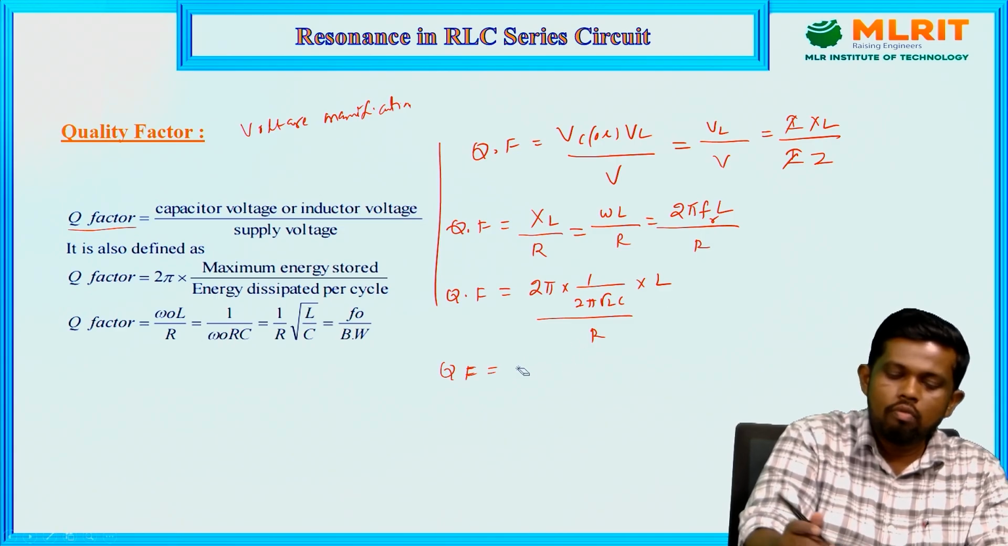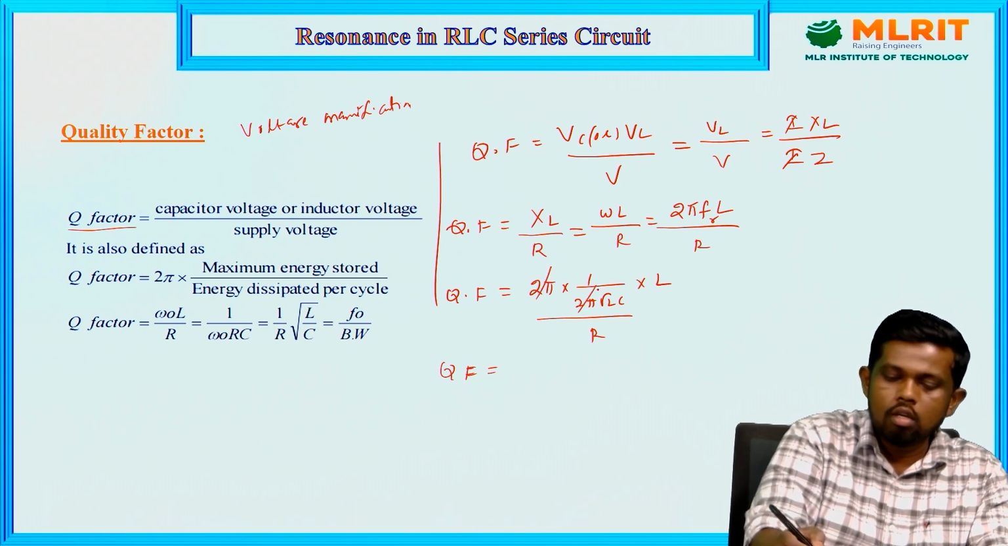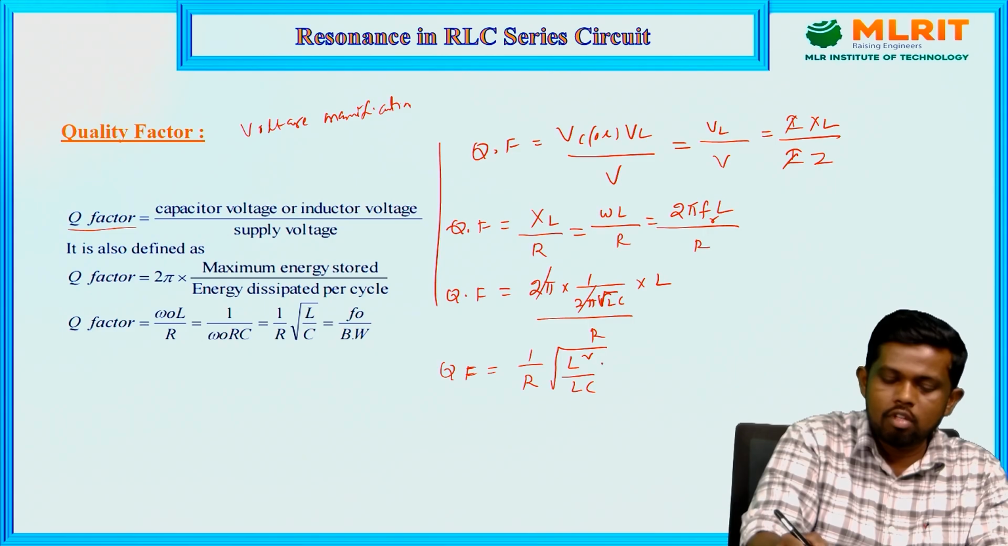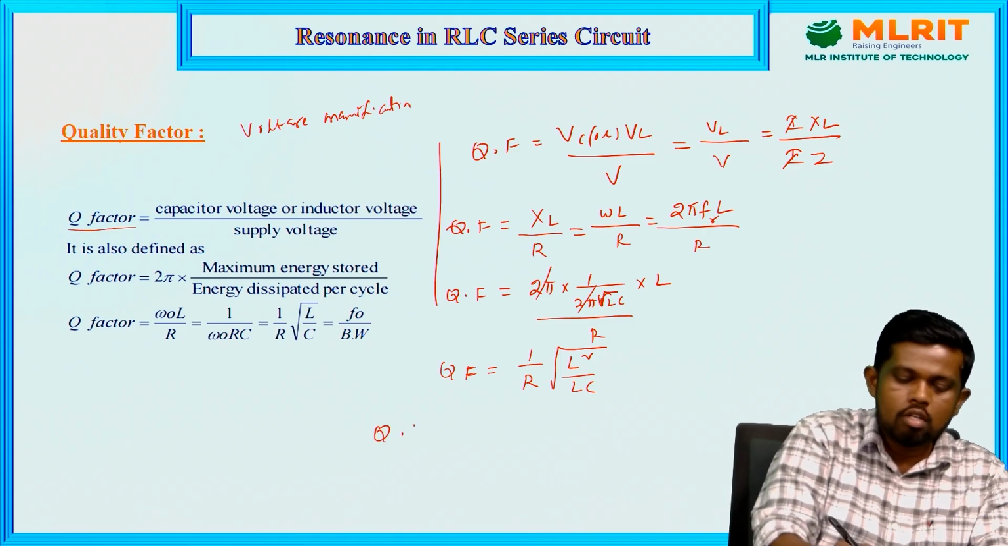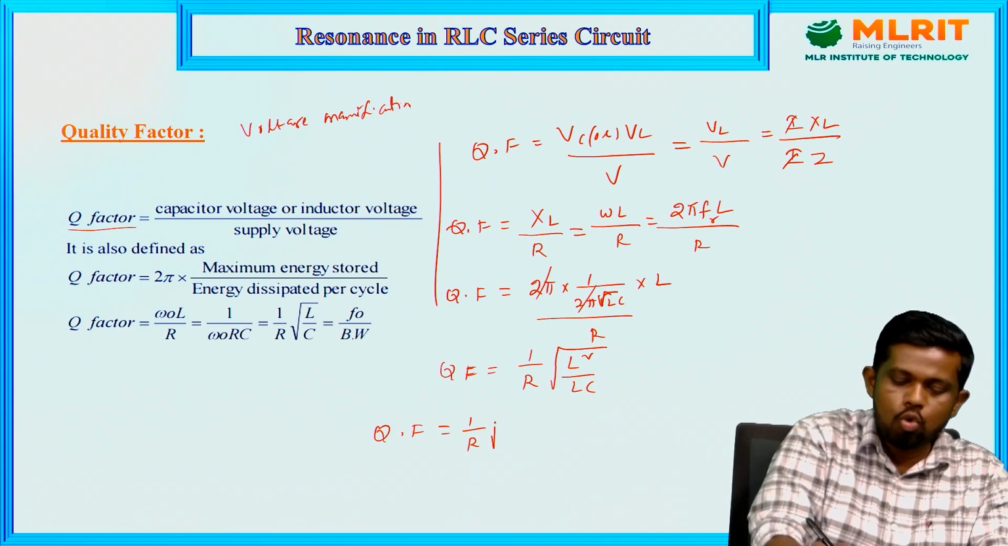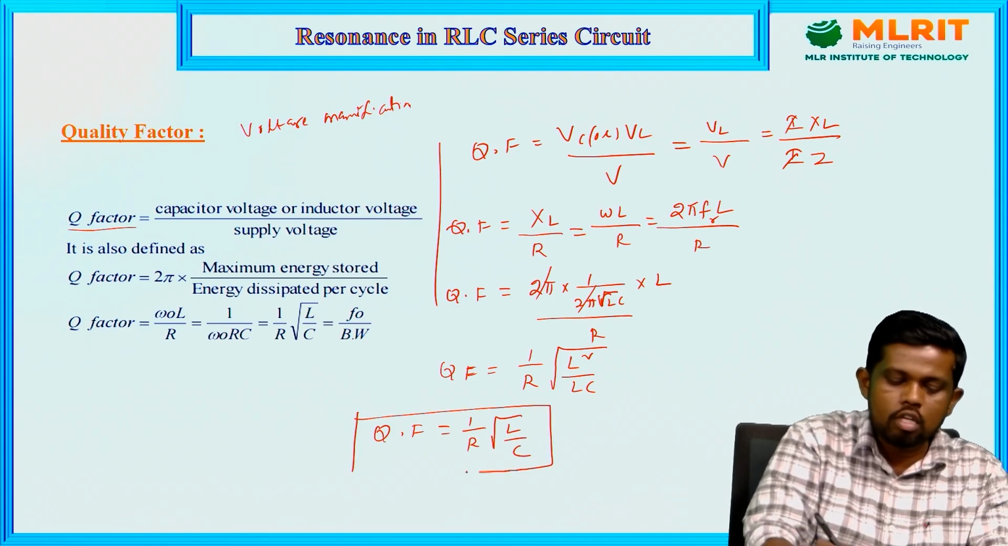Based on these, the two terms will cancel together, and we get 1 by R under root of L square upon LC. This is the root LC, so after simplification the quality factor is equal to 1 by R root over LC. This is the quality factor offered by the network under the resonance condition.